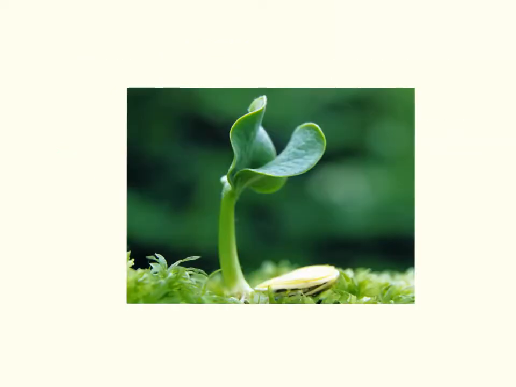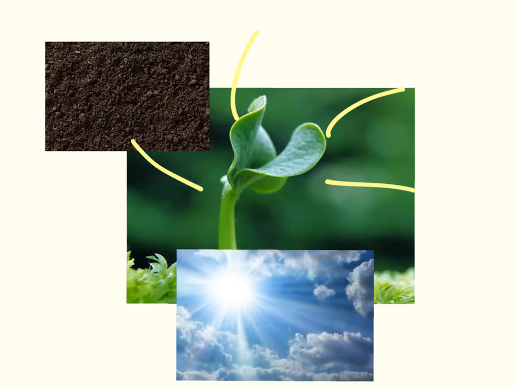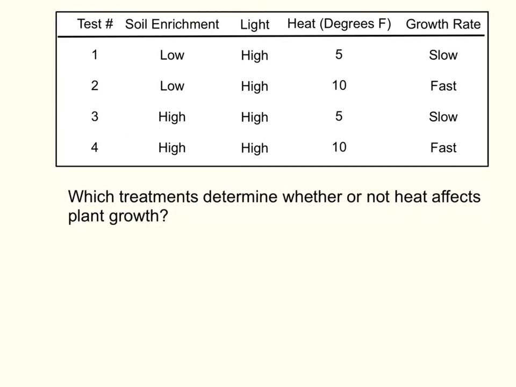As a simple example, let's say that you are testing the effects that different variables have on plant growth. You set up an experiment where your variables are soil enrichment, light, and heat. Your experiment is summarized in the table shown here. You are then asked this question: which treatments determine whether or not heat affects plant growth?